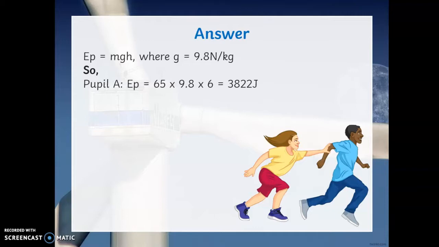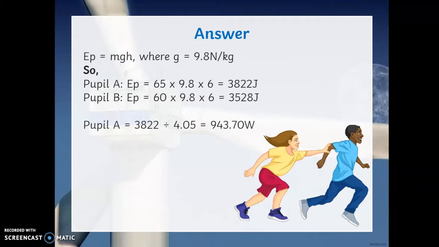So pupil A was 3,822 joules and pupil B will be 3,528 joules. Now we've got our energy, we have to find the power. Remember, power is energy divided by time. Pupil A did it in 4.05 seconds, so their power is going to be 943.7 watts, whereas pupil B did it in 3.9 seconds, which gives them 904.6 watts.